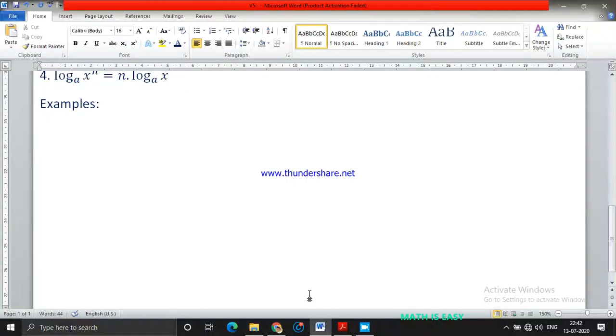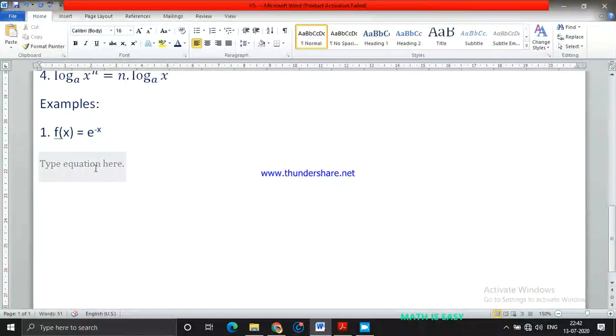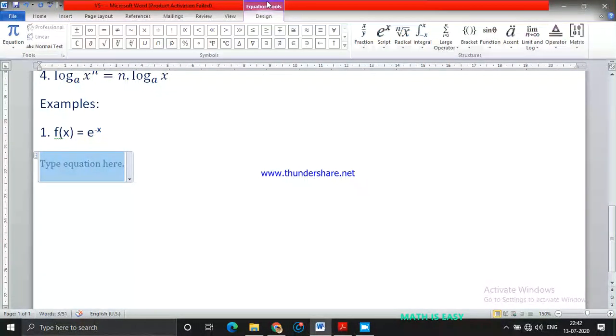Now first example: if I take f of x equals e to the power minus x, e to the power of minus x. Now I have to find the derivative of this function. The derivative is going to be f dash of x.